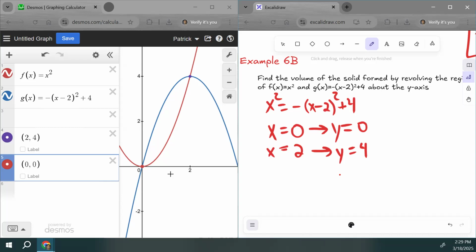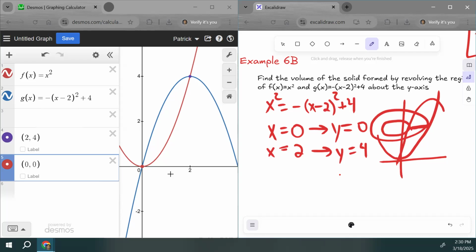Now we have the limits of integration. If we have a representative slice, let's just sketch it over here. You have this parabola, and then this parabola, and you have a horizontal line slice, and you're getting that rotated. The outer radius is given by the lower parabola, which is x squared, and the downward opening parabola, the blue graph, is going to be the left boundary. So big R is going to be f of x, and little r is going to be g of x.